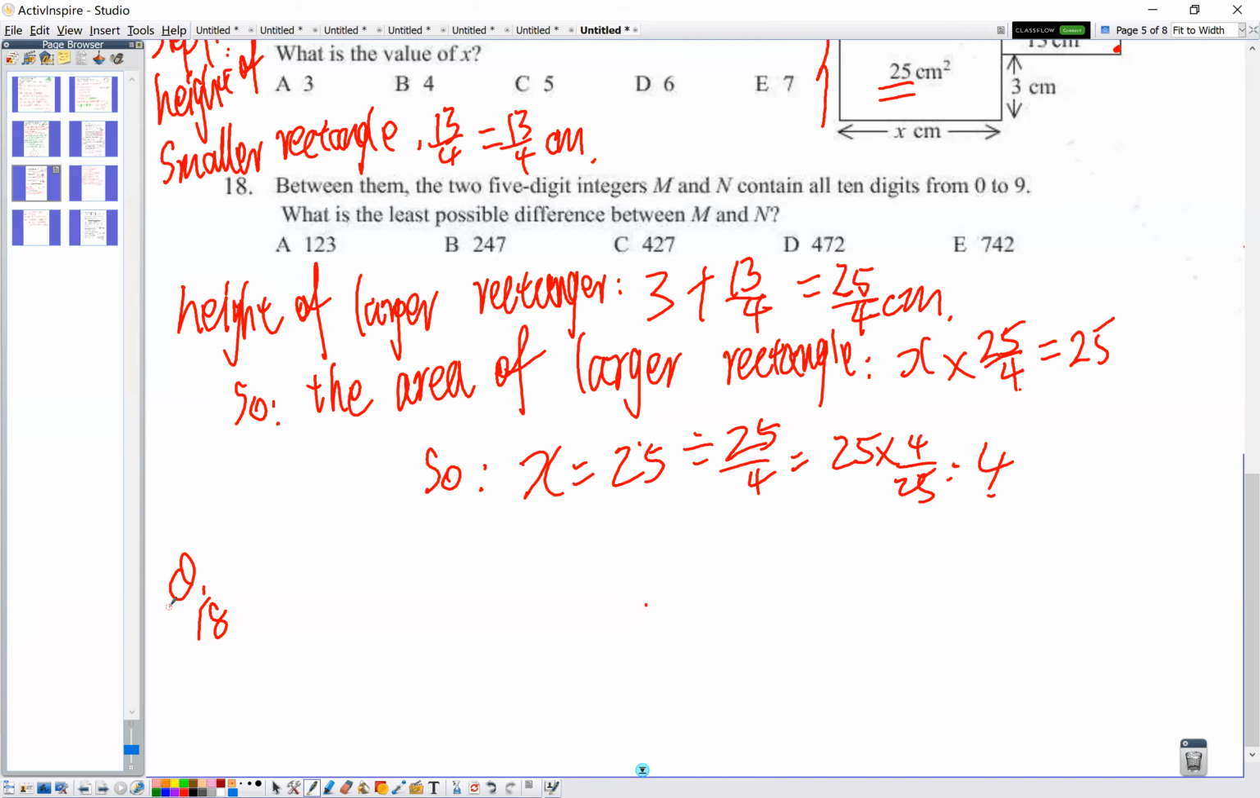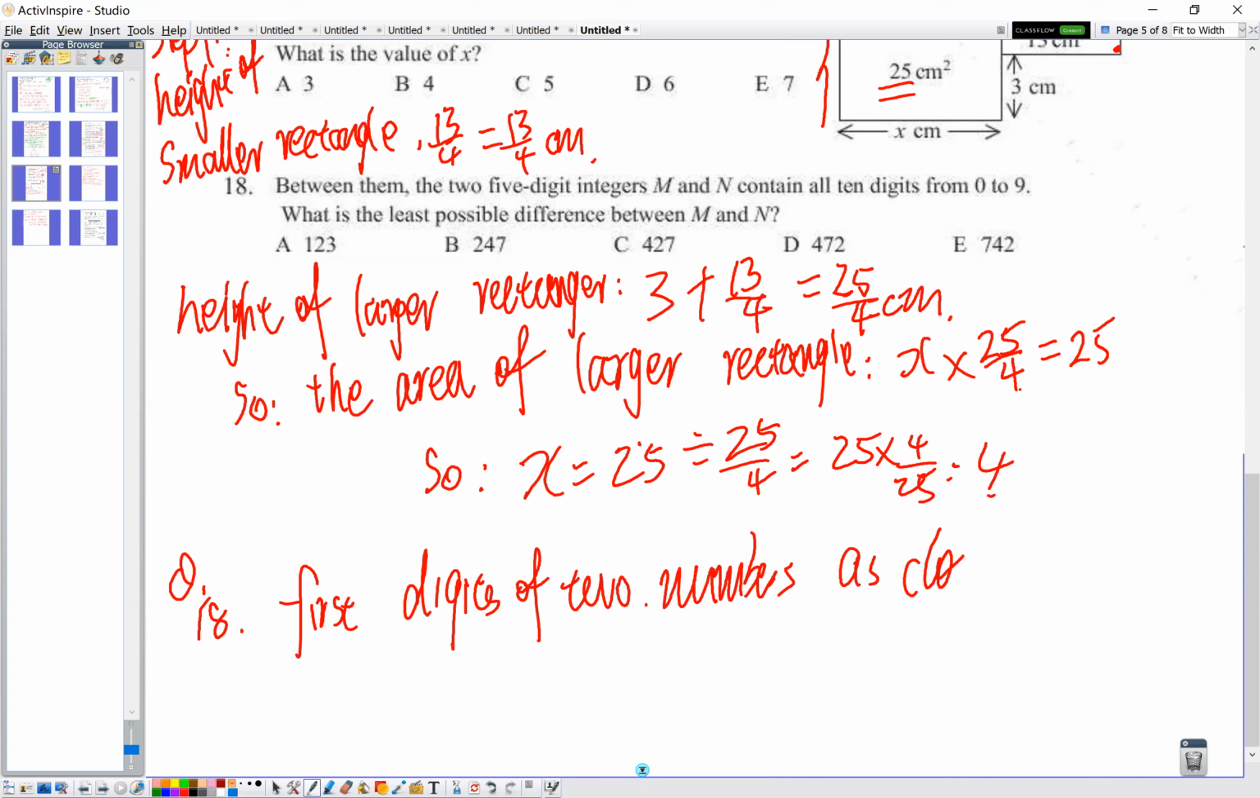To satisfy the condition, the first digits of the two numbers have to be as close as possible to each other. Because they cannot be equal, they have to differ by one. Say, n and n plus 1, for example. So the difference between the two numbers.